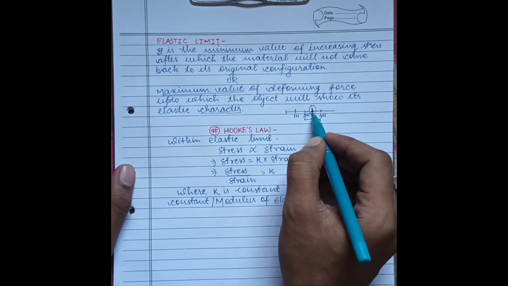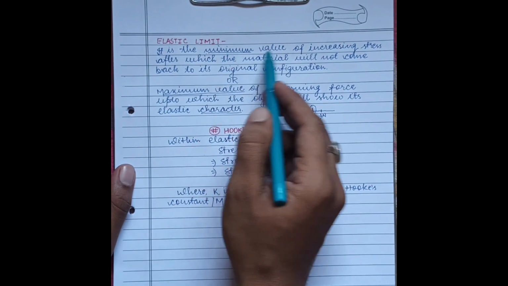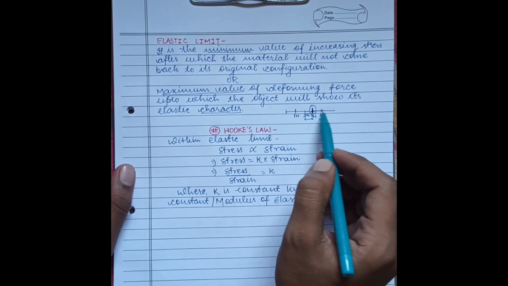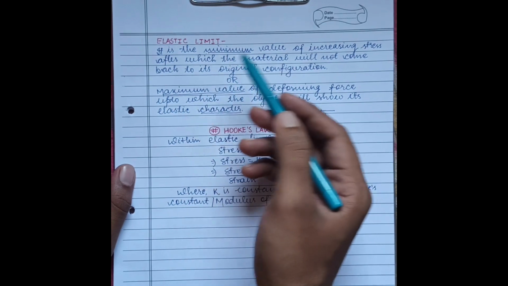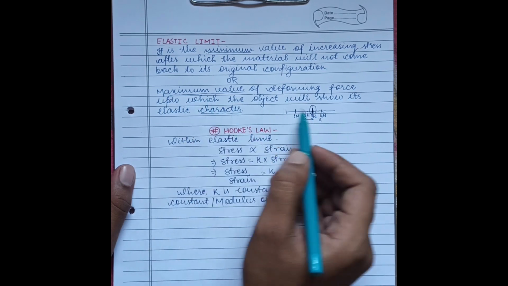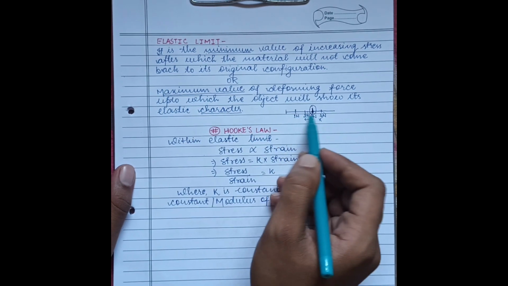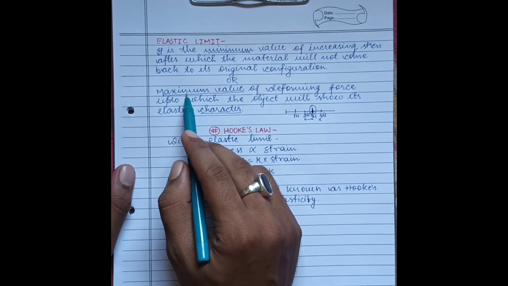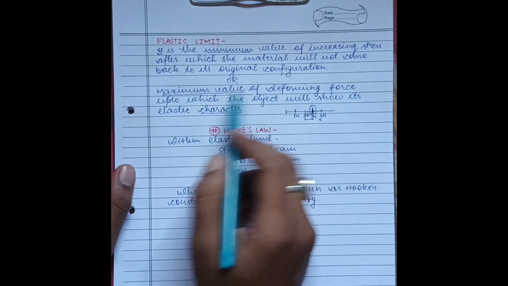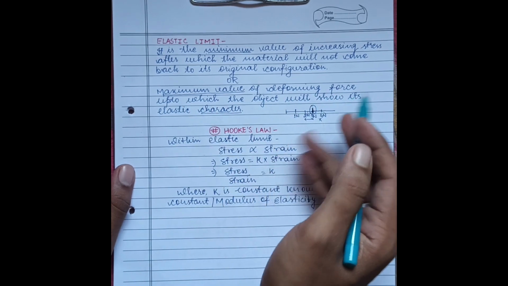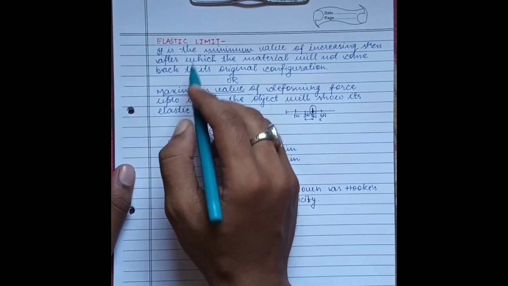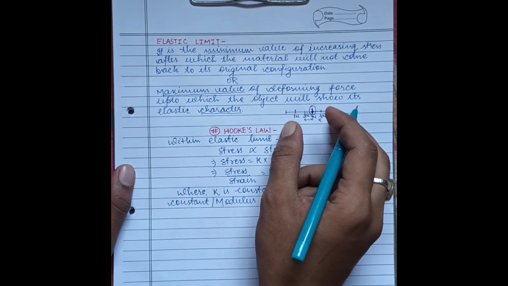So what is elastic limit? The minimum value of increasing stress after which, if we increase the force, the rubber band or the material will not be able to regain its original configuration. It can also be defined from the left hand side of this limit. This is the maximum value of deforming force up to which the object will be able to regain its original shape, or its elastic characteristic. So this is what elastic limit is that we had to understand.